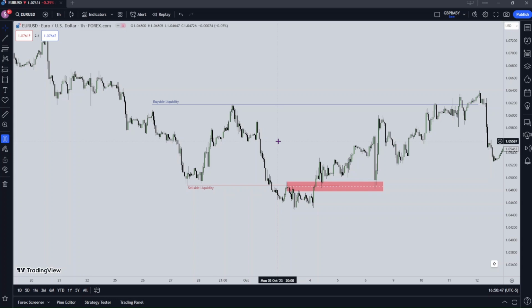Although we understand that, we need to also understand that with ICT concepts, time plays a major role in how liquidity is distributed and attacked accordingly. So there may be relative equal highs residing above here, but we don't reach those highs until 1 p.m. And there's a reason for that. It's because the markets run on time and price.